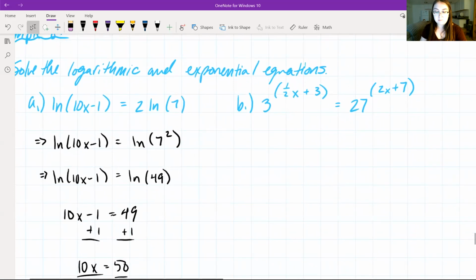Now we have part B. So we have 3 to the power of 1/2 x plus 3 is equal to 27 to the power of 2x plus 7.